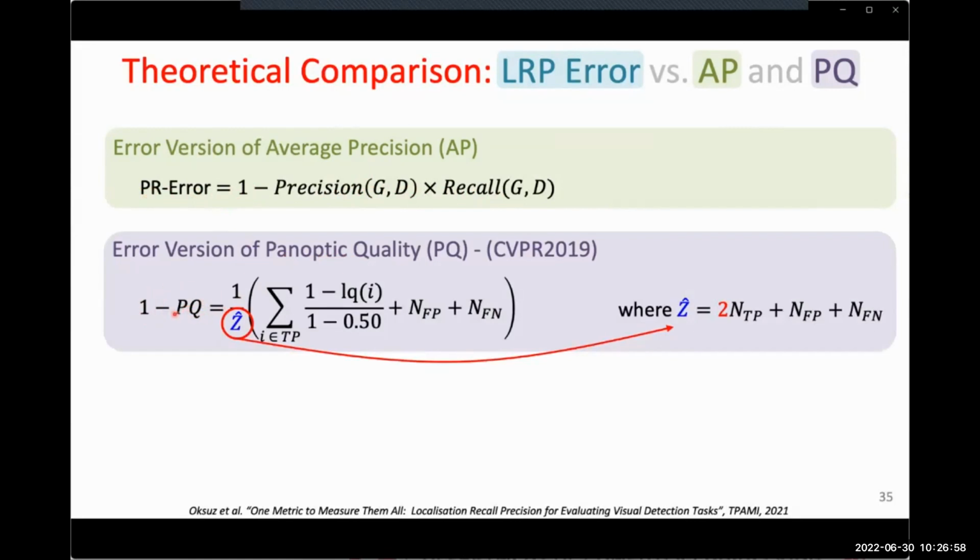We can easily show that PQ error can be written in this form, where we have the number of false positives, the number of false negatives, and a normalized localization error for each true positive. The normalization here is 1 minus 0.5, where 0.5 is the localization threshold. And we have a normalization constant here, which is a summation of the number of true positives multiplied by 2, the number of false positives, and the number of false negatives.